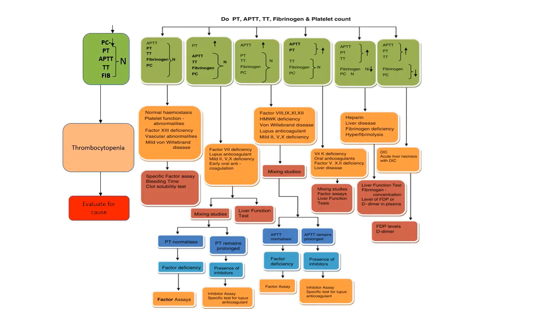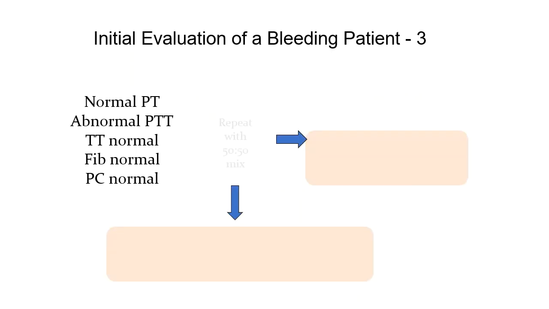So moving on to the next scenarios where either the PT is abnormal or the APTT is abnormal or both the PT and APTT are abnormal. So the third scenario, with an isolated APTT prolongation with normal PT, TT, fibrinogen and platelet count, the next thing to do would be to repeat the APTT with a 50-50 mix.